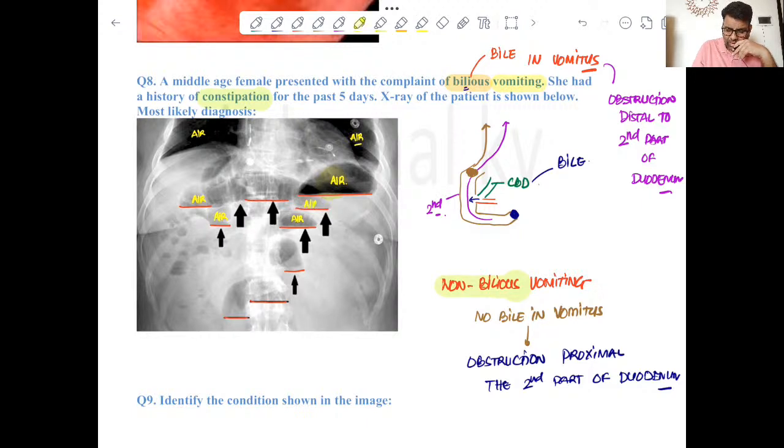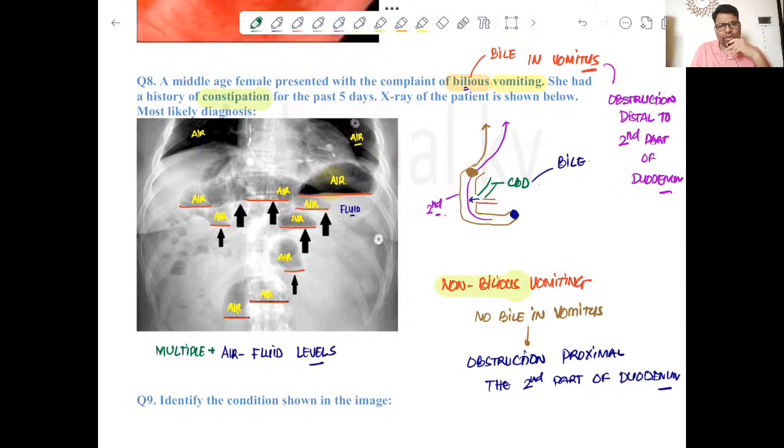So black is all air, right? And this is all air, and below that black line you can see some white shadow. This is actually fluid, right? So the white shadow beneath that black shadow is all fluid. So we call it air fluid levels, right? So what we'll write here, multiple air fluid levels, right?